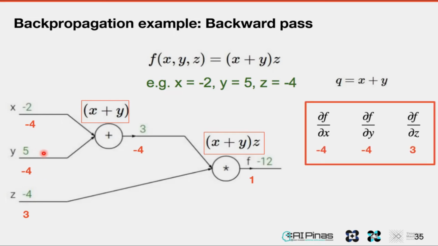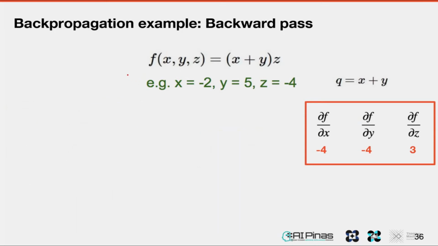And so now we've found all the gradients of f with respect to its variables. Now what are these gradients supposed to mean? Let's take df over dx for example. This -4 value means that if I change x by some small number alpha, the resulting f will change by -4 times alpha. If I change y by some alpha, then f will also change by -4 times alpha, and so on. Let's demonstrate that.